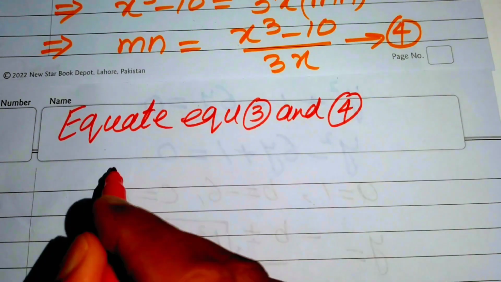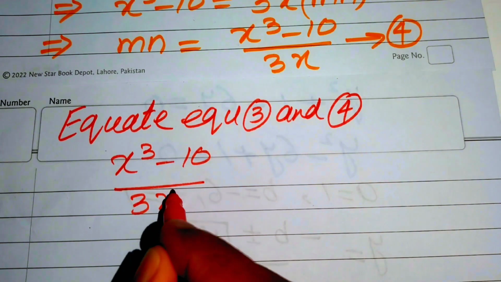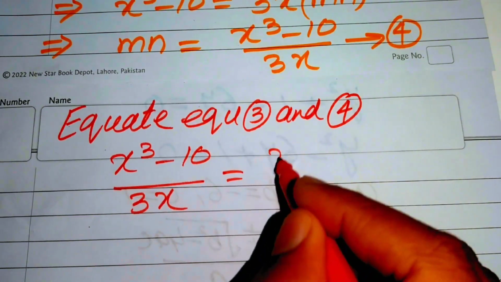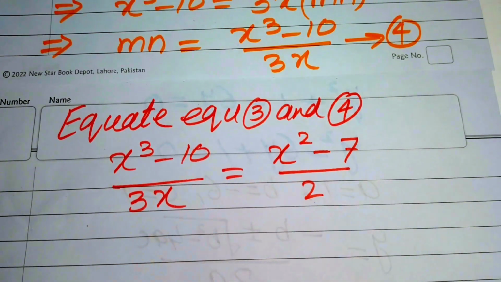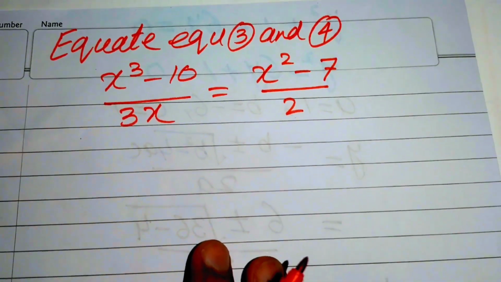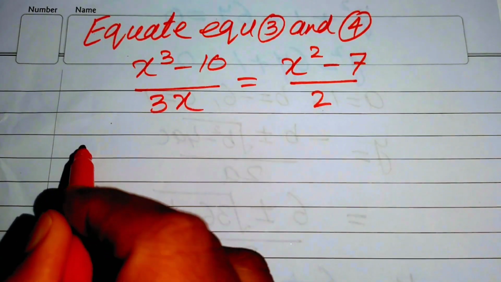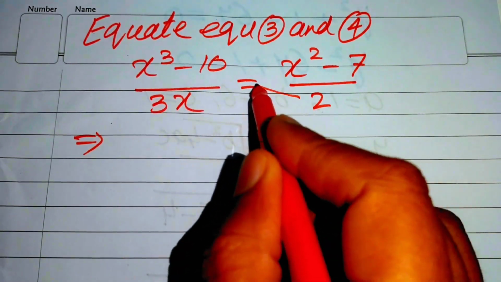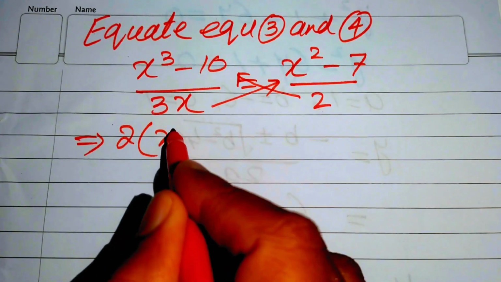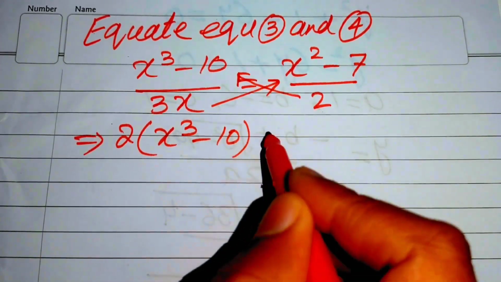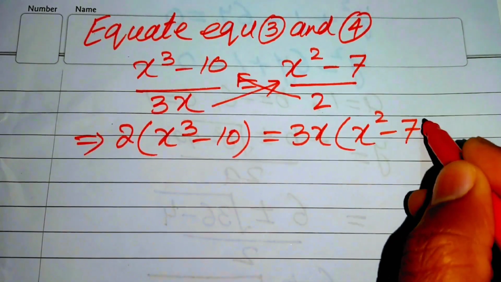So in equation number 4 we have (x³ − 10) divided by 3x, and in equation number 3 we have (x² − 7) divided by 2. Now we will simplify this equation and we get the value of x. So here we cross multiply each term: we multiply this 2 by here and this 3x by here. So you get 2 times (x³ − 10) equals 3x times (x² − 7).